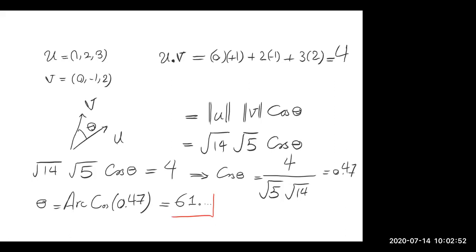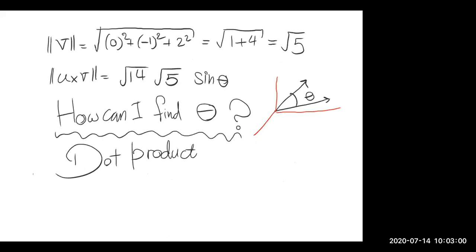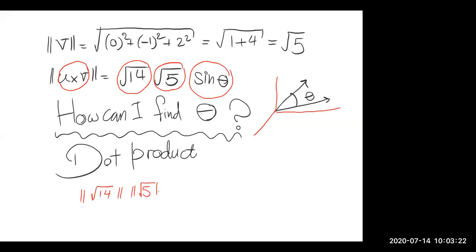Now, what is its sine? Remember, we wanted to compute the length of, what was the thing we were looking for? We wanted to see what is the length of the cross product. And I said, very similar to the inner product, the length of the cross product is the length of u times the length of v times the sine of the angle between them. Now, the length of u is the square root of 14. The length of v is the square root of 5. What is sine of theta? What is sine of this 61.4?